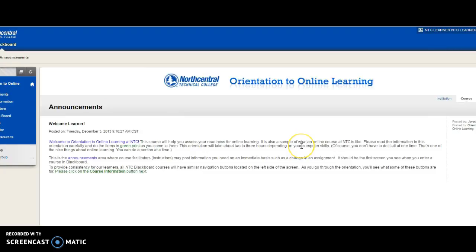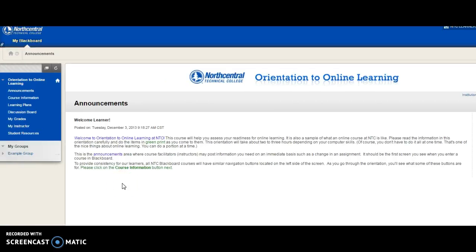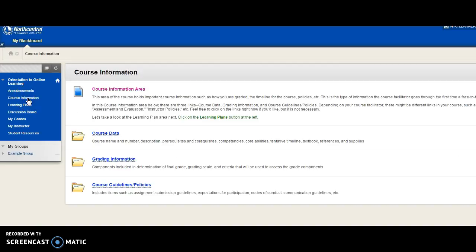This is the orientation course. All courses have a similar structure. Your syllabus for the course is located in the course information folder. At NTC, the syllabus has information about the material, your textbooks, and other materials needed. It will also have information on your instructor and a general outline of the course. This is an important resource for you. Your instructor may have some specific policies that you will need to be aware of.